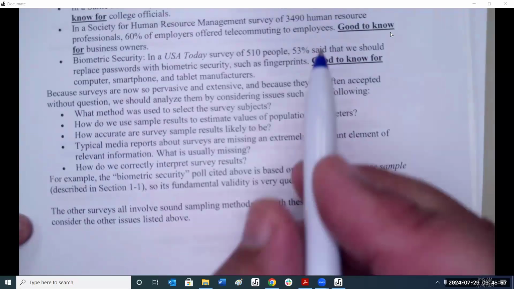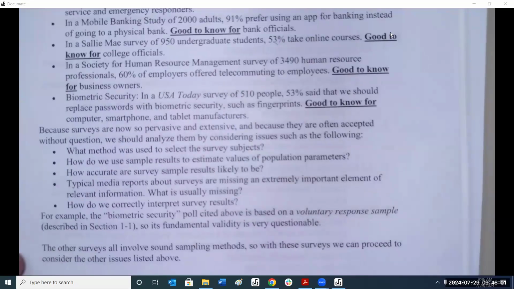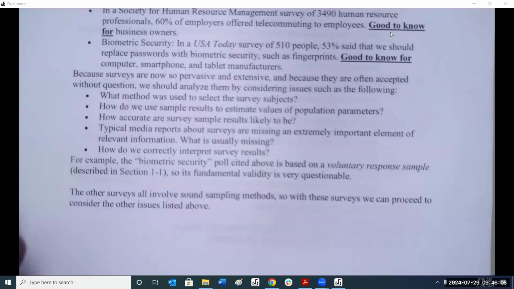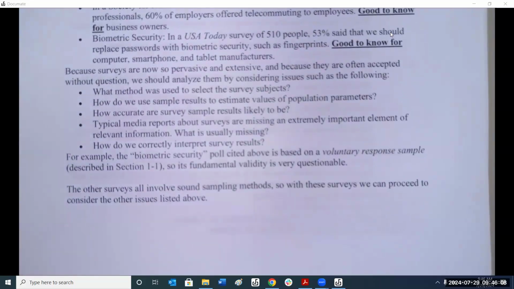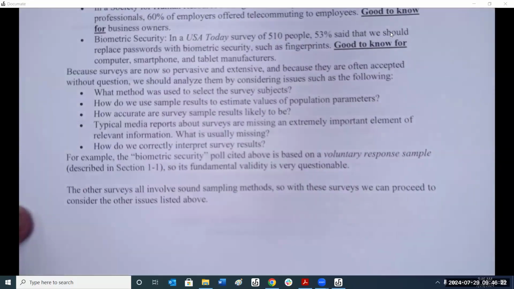What they usually publish are these percentages. They don't tell us the rest of the stuff. Where did you select this? Did you get a sampling from young people to old people, or just middle-aged people? The other surveys all involve sound sampling methods. So with these surveys, we can proceed to consider other issues listed above.